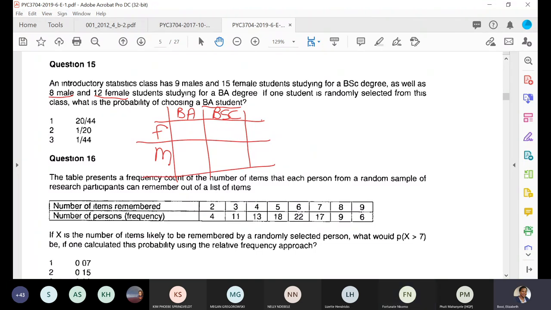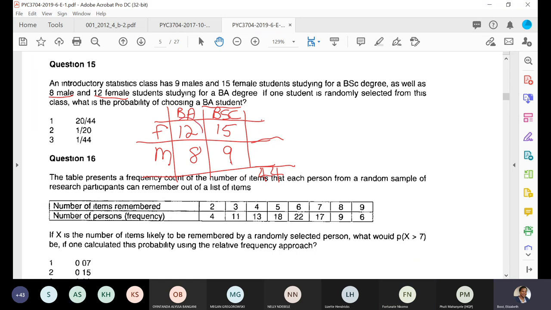How many females studying BSc? 15 females. How many females studying BA? 12. How many males studying BSc? 9. How many males studying BA? 8. Total? 44. 27 for females. What is the probability that one student will be randomly selected from the class, and what is the probability that that student is a BA student, regardless of gender?